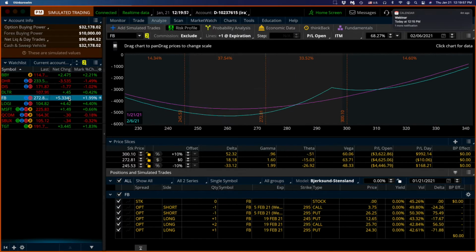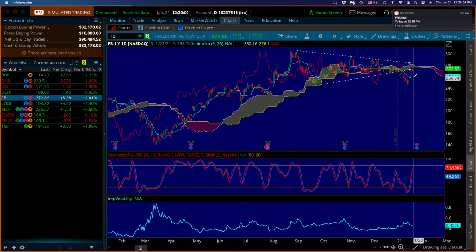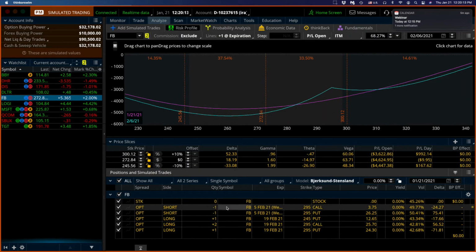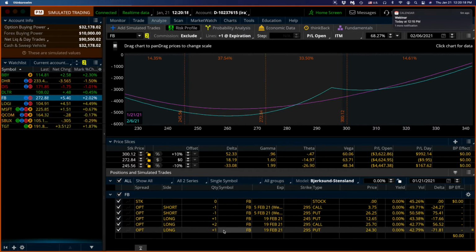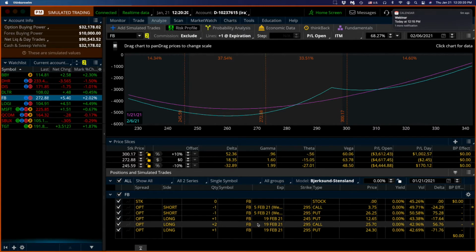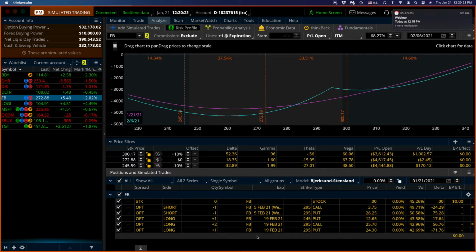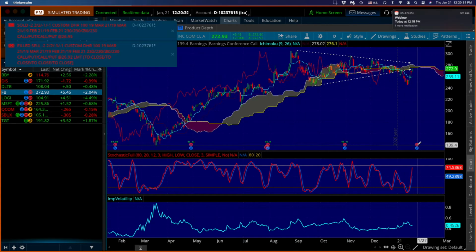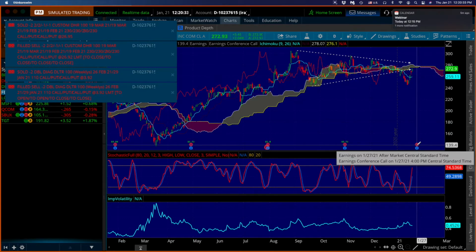Let's go to Facebook. Take a look at the chart. I think earnings are coming up. Oh yeah, look at that. We benefited from this collapse in the stock, but now it's going higher. And now you see we have five legs to this, so we can only trade 2 at a time. And I'm tempted to leave it alone. But earnings are coming up on the 27th.